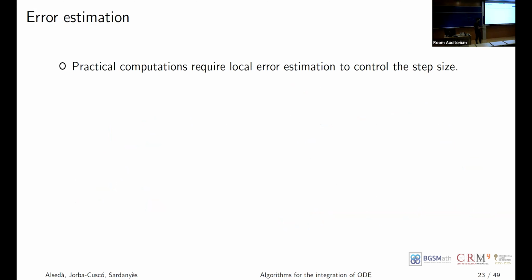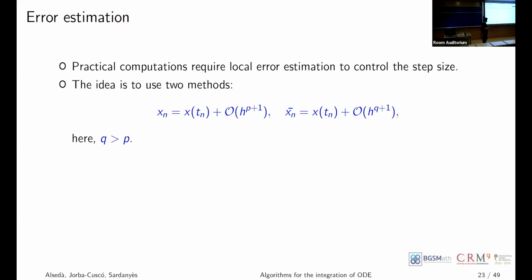Again, when we want to do a real computation with a real problem, we need to estimate the error, the local error. And this is done again to control the step size, as we did with Euler. Generally, with the Euler method, we only had one method, and that's the only thing we had.